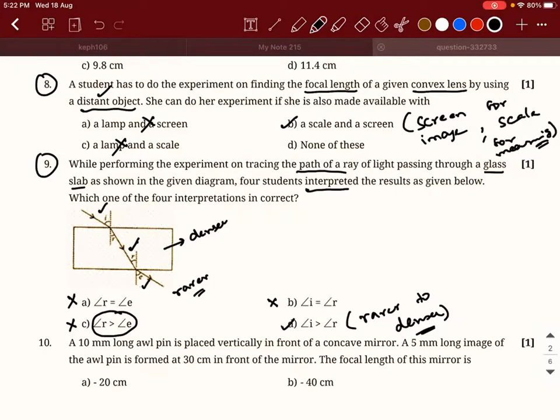Sir, here distant object means at infinity, sir. In the 8th question I'm asking, sir. Distant object means object at infinity. It is a far object. Okay, sir. So it is at infinity, sir. Yeah, it is generally infinity.